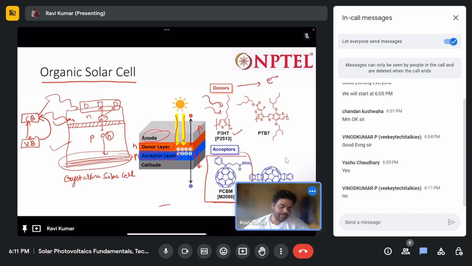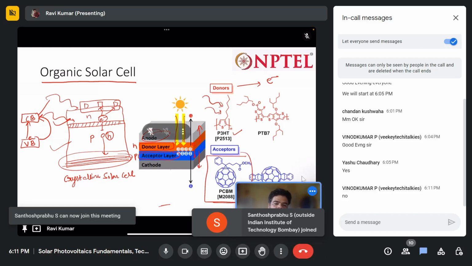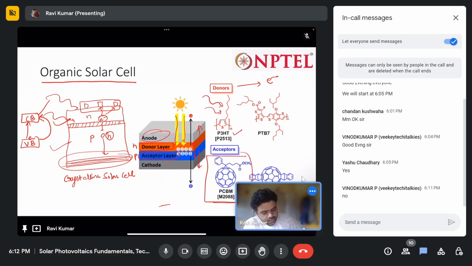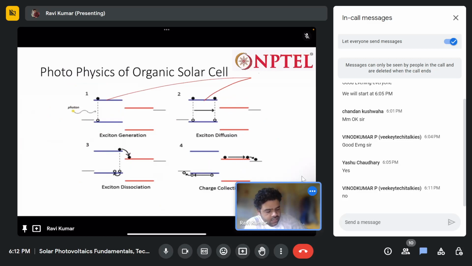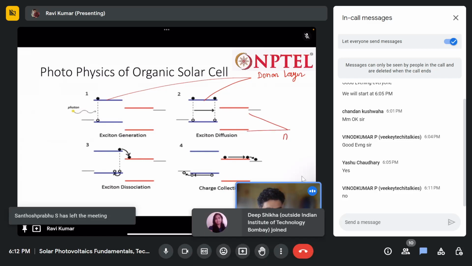No. Okay. So rather than p type and n type semiconductor, we have an acceptor layer and a donor layer. Other than that, everything is the same. So now we will see how a donor level generates electrons. Here you can see this blue color everywhere is the donor layer, and this red one is the acceptor layer.